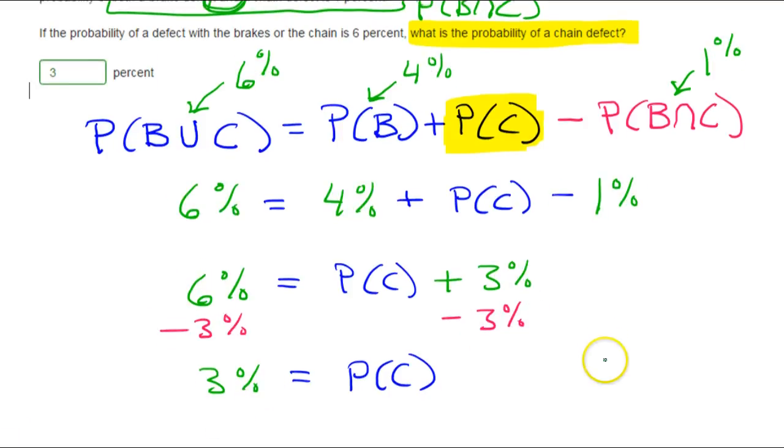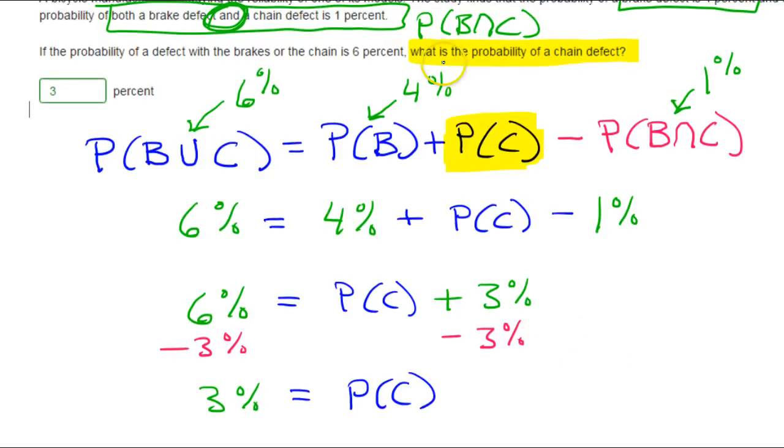Looking back, I'm realizing it was completely unnecessary for me to convert these whole numbers into decimals the way I did. I probably should have just left it as 6%, 4%, and 1%. So the equation would have been 6% is equal to 4% plus probability of chain defect minus 1%. Combine your like terms, subtract 3% from both sides, you get 3%. There's no need for the decimals.